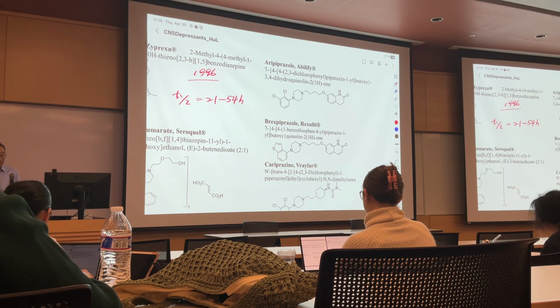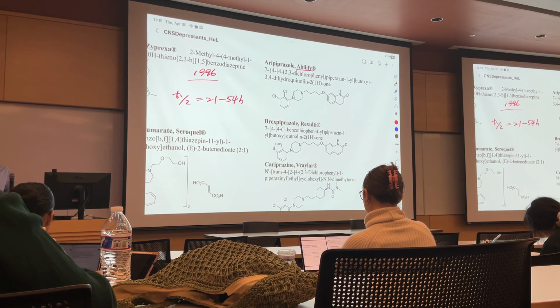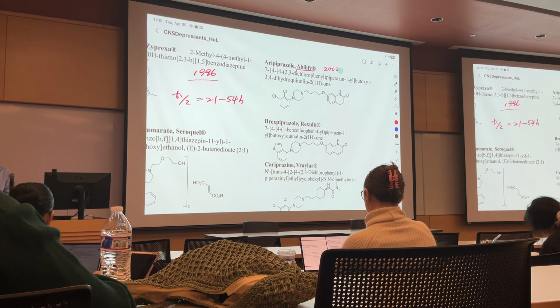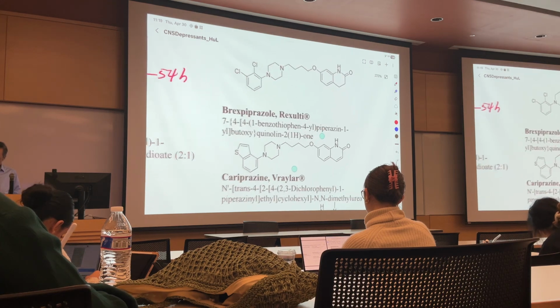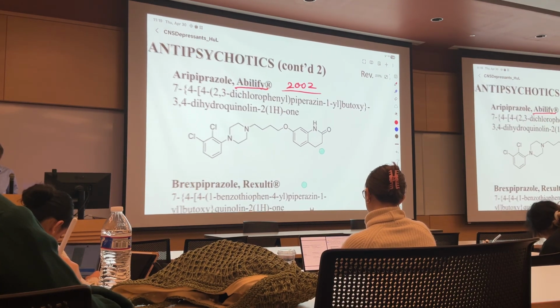So the first one here is aripiprazole. The trade name is Abilify. This drug was approved in 2002. It is used to treat schizophrenia, bipolar disorder, and also Tourette disorder.